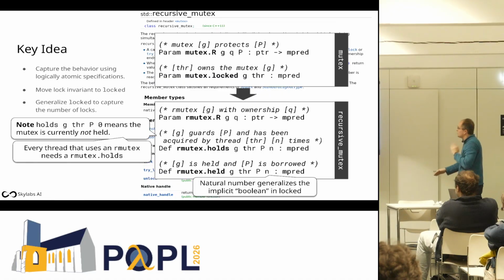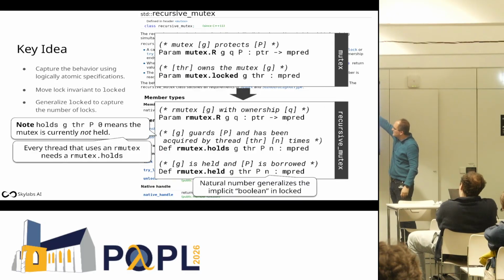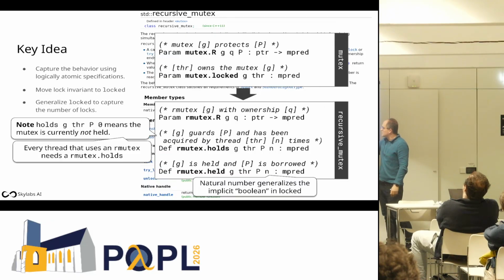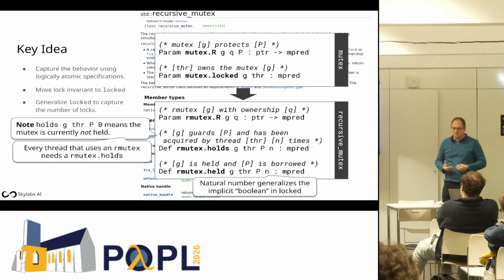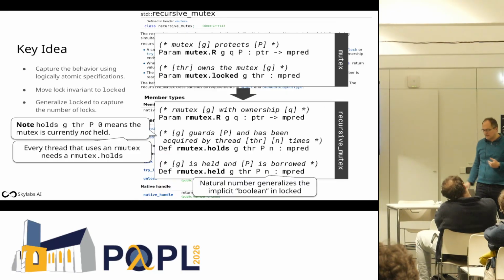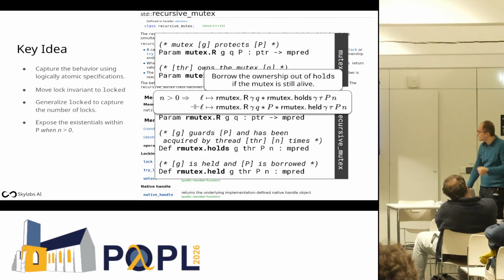So basically what we're doing is we're taking the kind of Boolean that we think about here. It's either locked or it's unlocked. We're generalizing that to a natural number where 0 means it's unlocked, and then successors mean it's locked so many times, I guess, to say.